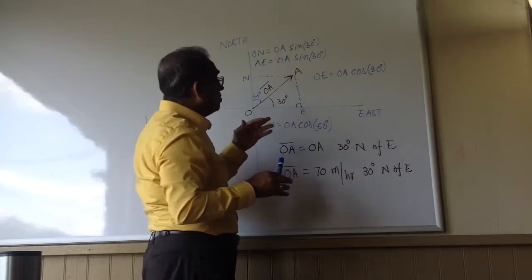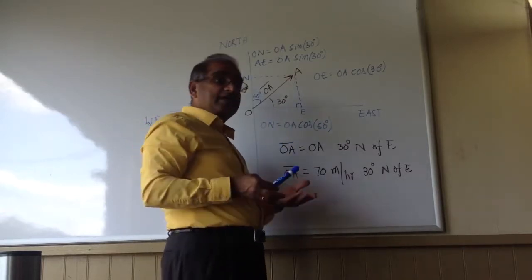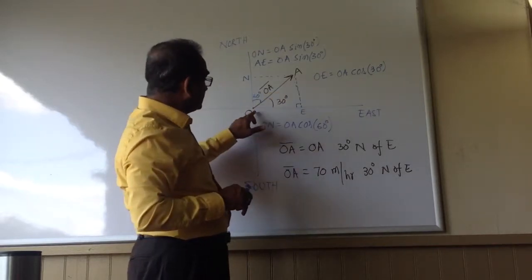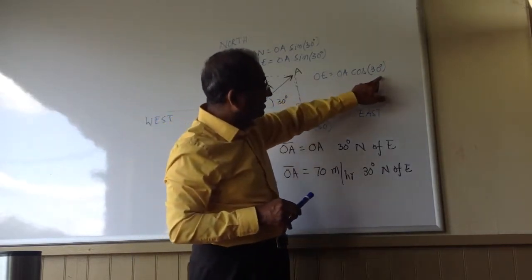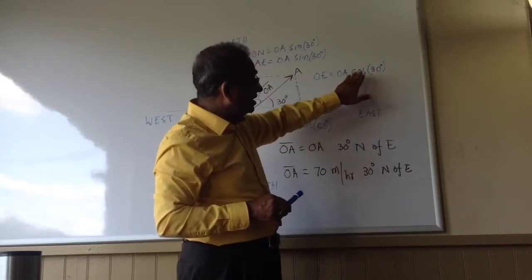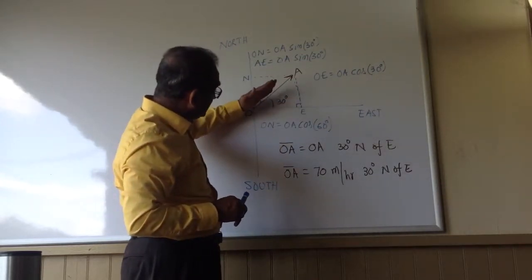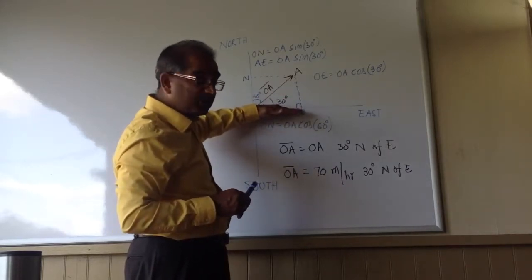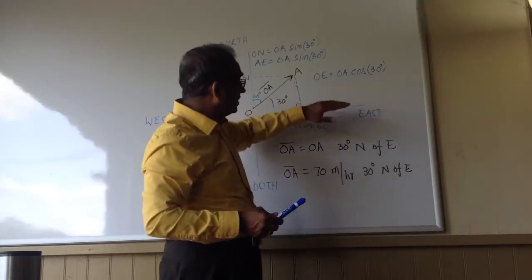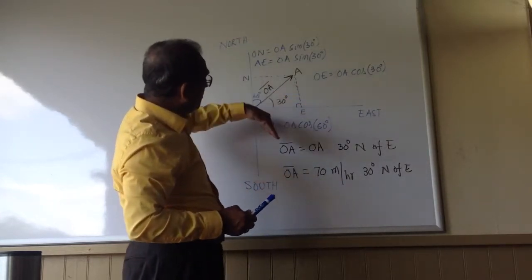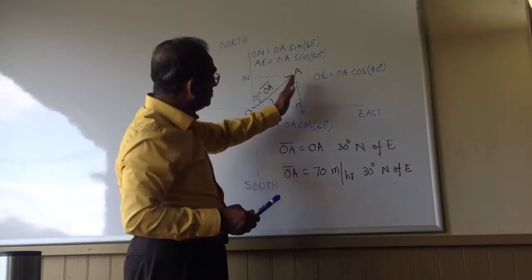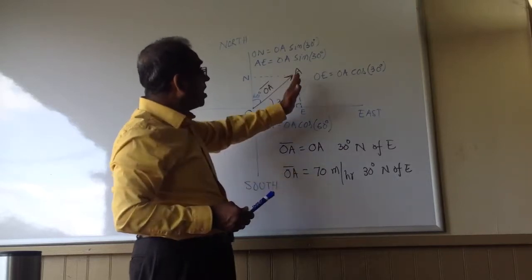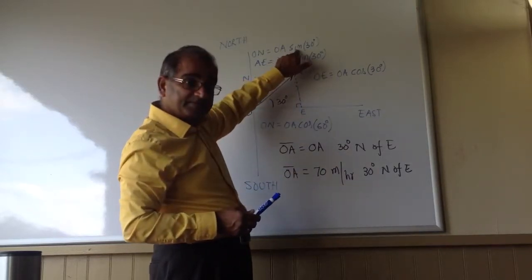The only thing is you should know when to put cosine and when to put sine. I kept for OE, that is this length, OA cosine 30, cosine, because this angle is adjacent to OE. So this is called the adjacent side. So for adjacent sides we put cosine. And ON is opposite to 30 degrees. That is, opposite 30 is AE and AE is the same as ON. So therefore for opposite sides we put sine 30.